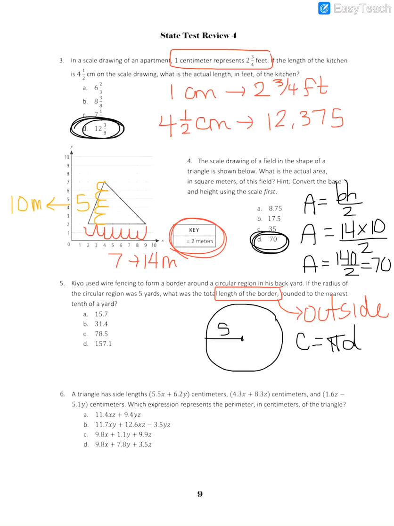All right, so be careful here. My diameter is not 5. It is 10 because the diameter goes all the way across. And so this is pi times 10, which gives me 31.4.